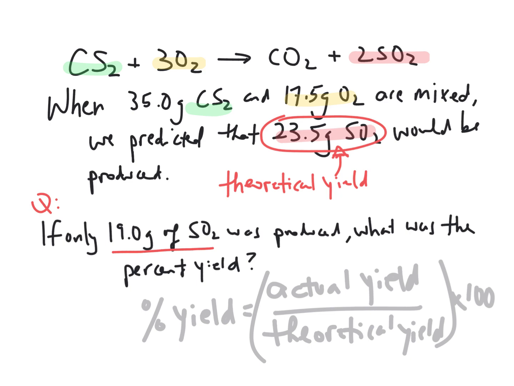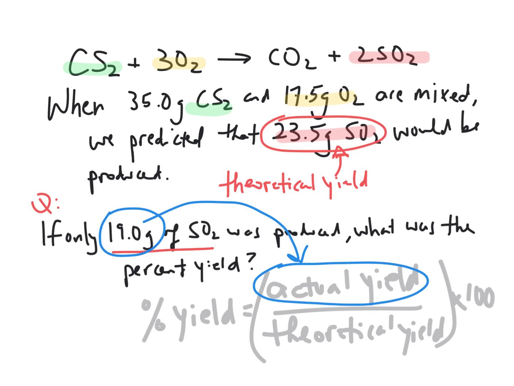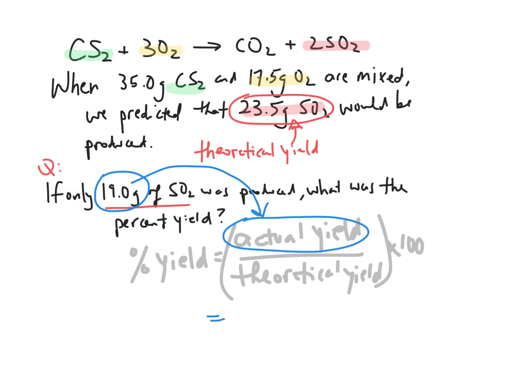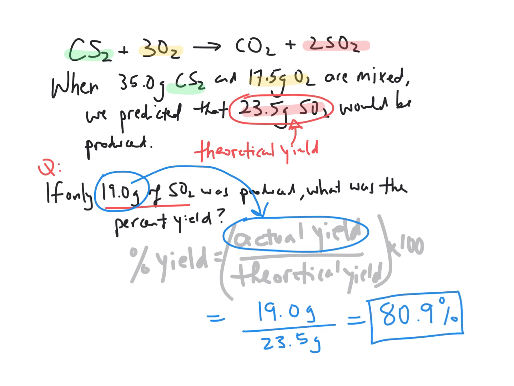So this would be what we call the actual yield. That's what we actually obtained in the reaction in real life. We'll divide that by the theoretical yield, times it by 100, and we'll be determining the percent yield. So let's pump that in. We actually got 19 grams. We predicted we would get 23.5 grams. And so when we punch it into our calculator, we get something like 80.9%. So the percent yield in this process was 80.9%.